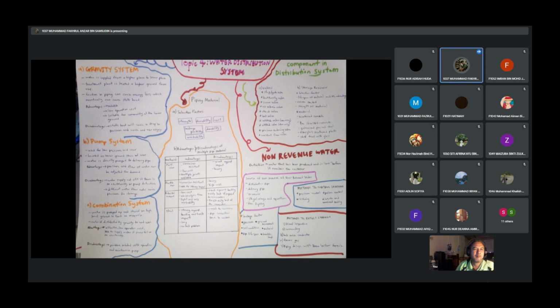Lastly is non-revenue water. The definition is water that has been produced and is lost before it reaches the customer, such as a source of loss of revenue. Leakage factor: the methods to control leakage are pressure control, active and passive control, and water main monitoring. The methods to detect leakage are visual inspection and listening with a noise conductor.